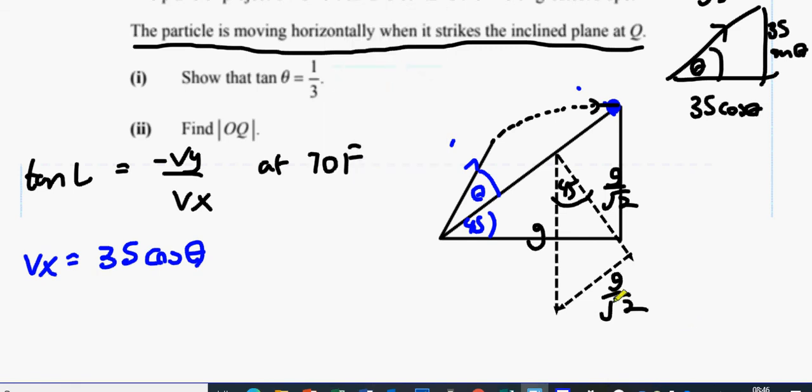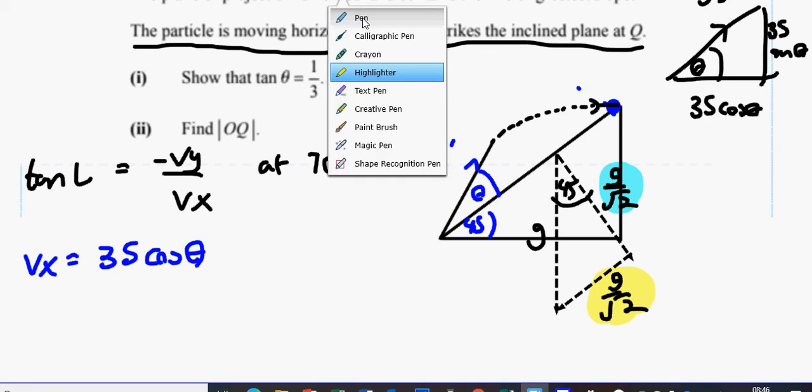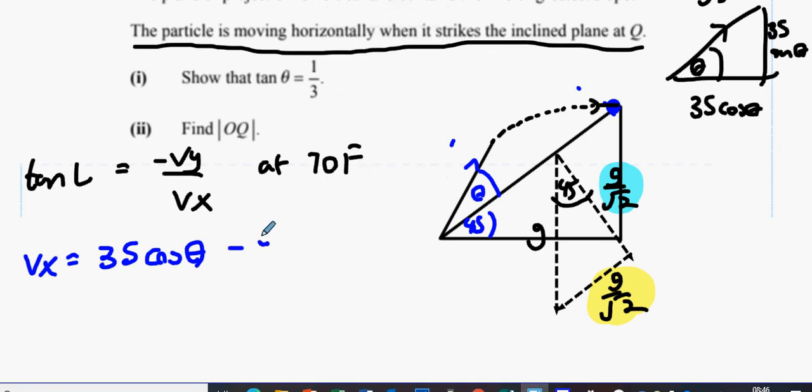For the Vx equation, is it the yellow one or the blue one that decelerates Vx? Yellow. Yeah, they're both the same anyway, aren't they? But for argument's sake, it is the yellow one. G over root 2 times t. And Vx, Killian? 35 sine theta minus g over root 2 t.